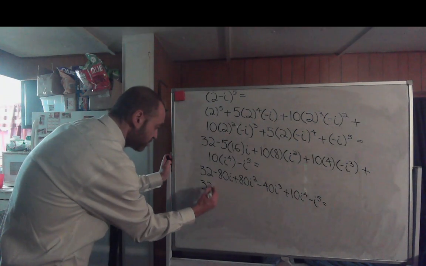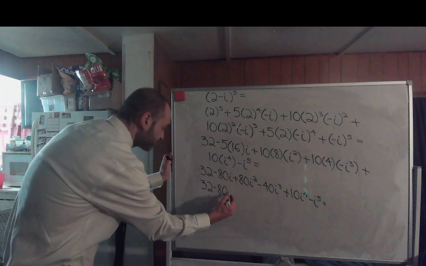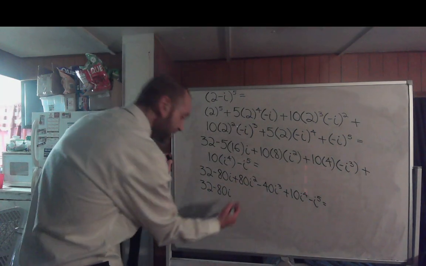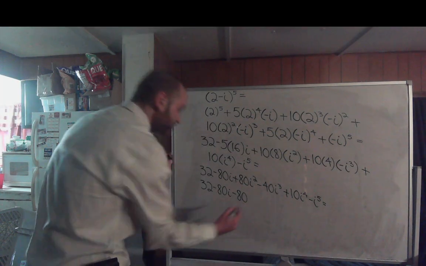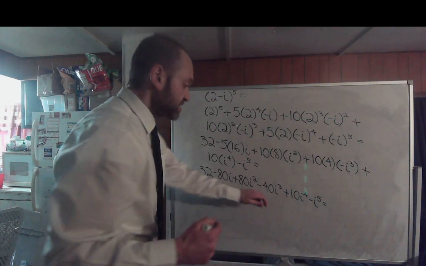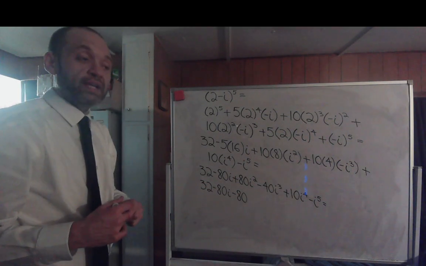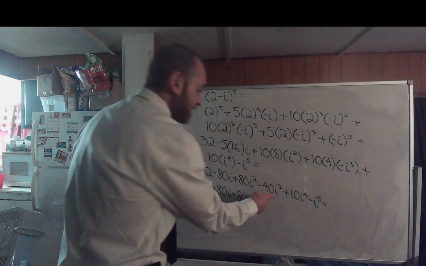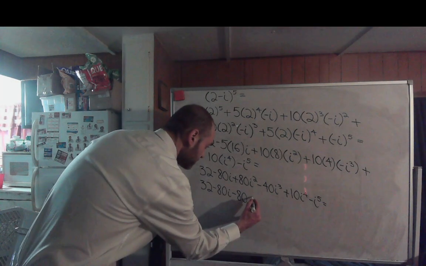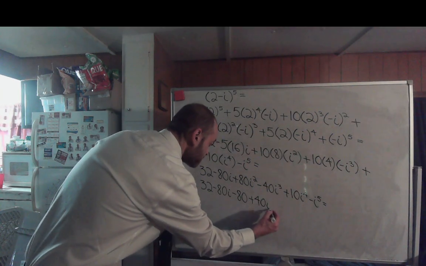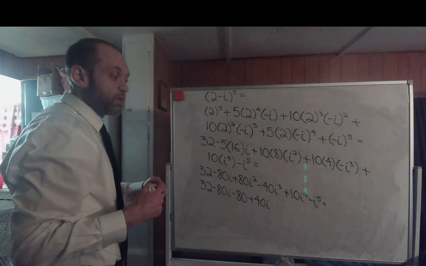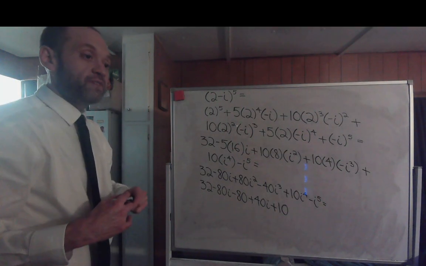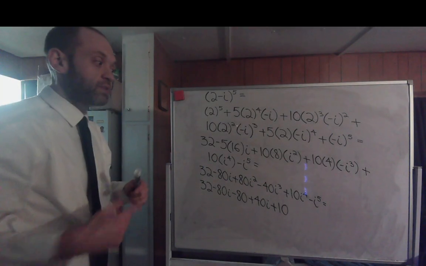So 32, of course, minus 80i. Now what is i squared? That's actually negative 1, so 80 times negative 1, that's just minus 80. Alright, now we have minus 40 times i to the third. Well, what is i to the third? That's just negative i, isn't it? So negative i times negative 40, well, that would actually become plus 40i. Now 10i to the fourth, well, i to the fourth is 1, so that would just be plus 10. Now i to the fifth, that repeats the cycle after 4, that would just be minus i.